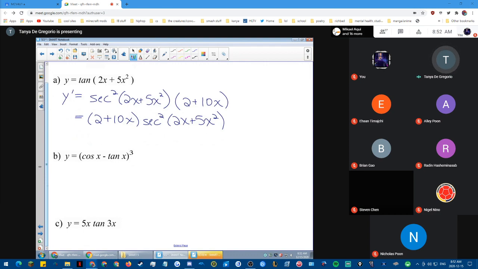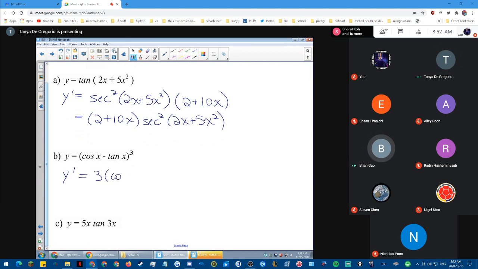Okay, let's try this one. So now I have y equals cos of x minus tan of x, all raised to the third power. So, who wants to try? Somebody wants to try. I know somebody does. 3 cos of x minus tan of x all squared times negative sine x minus secant squared x.